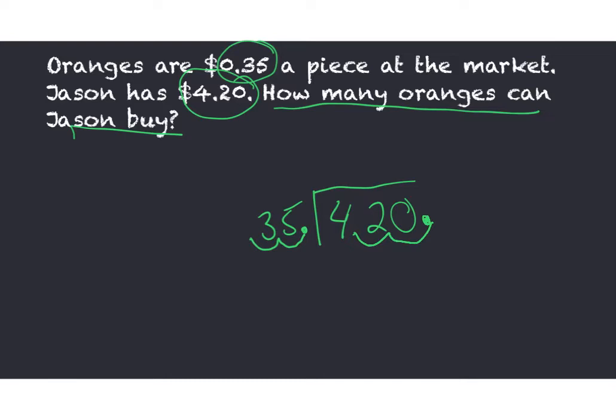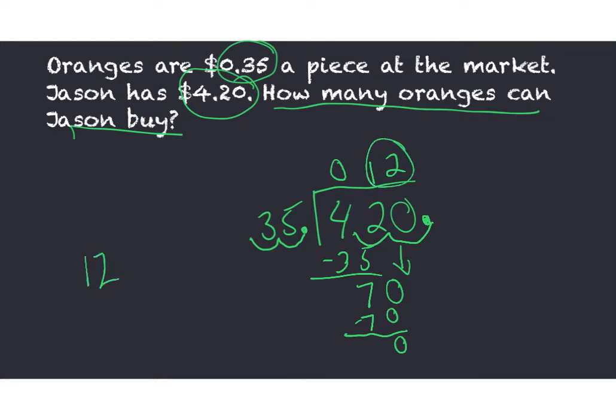So now I move on to step 3 and divide these as if they were whole numbers. So 420 divided by 35. 35 will not go into 4, but 35 will go into 42 one time. So 1 times 35 is 35. 42 minus 35 is 7. I'll bring down the 0. 35 will go into 70 2 times. 2 times 35 is 70. 70 minus 70 is 0. So my answer is 12. Or we could say that Jason can buy 12 oranges.